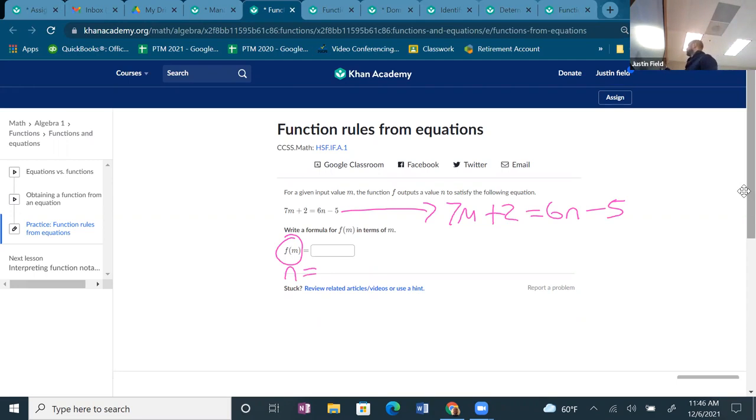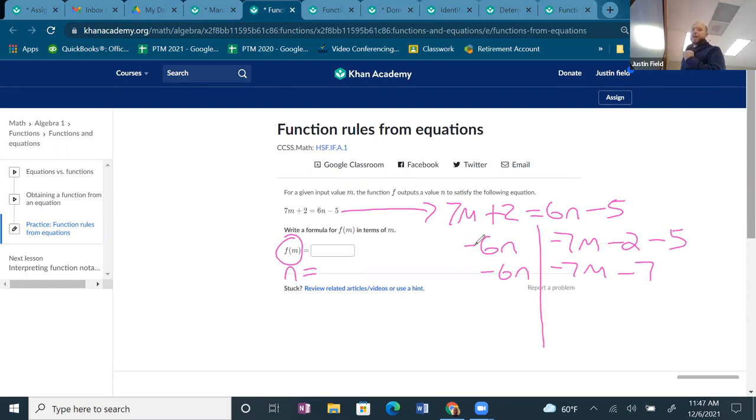So the n term is 6n. Okay, so that's gonna go on the left. Everything else is gonna go on the right. All right, so the 7m, that'd be negative. The 2 is negative. The 5 is already there, and that's negative. Okay, now let's combine like terms. All right. Negative 7m, negative 7.